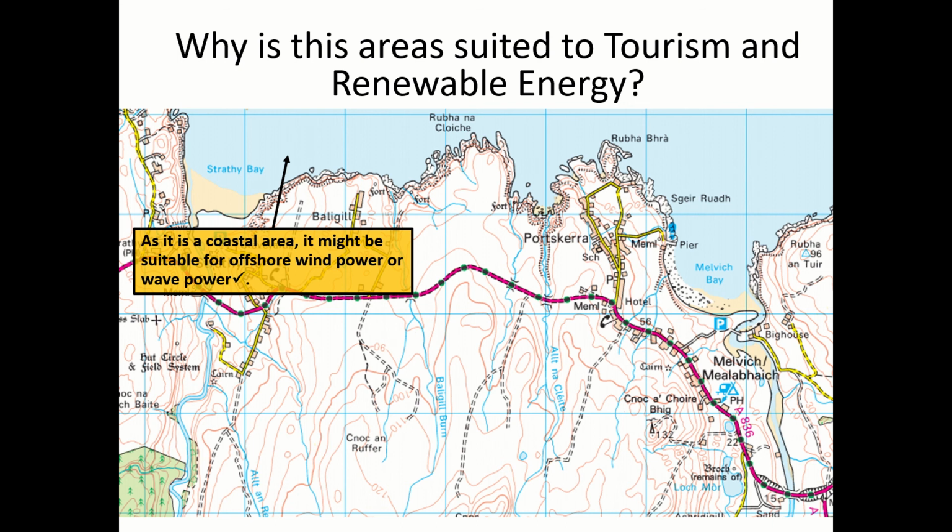In terms of renewable energy, we might consider that this is a coastal area, which is great because it's going to have offshore wind power and wave power. That's a clever way of spinning a wind power mark. I've already mentioned that you could look at the hillier areas. For example, this hilltop here would be suitable for wind turbines. But if you've got a coastal location, that's another way of scoring that same mark.